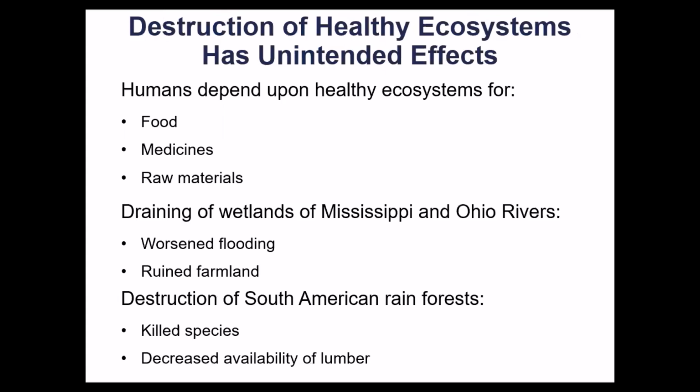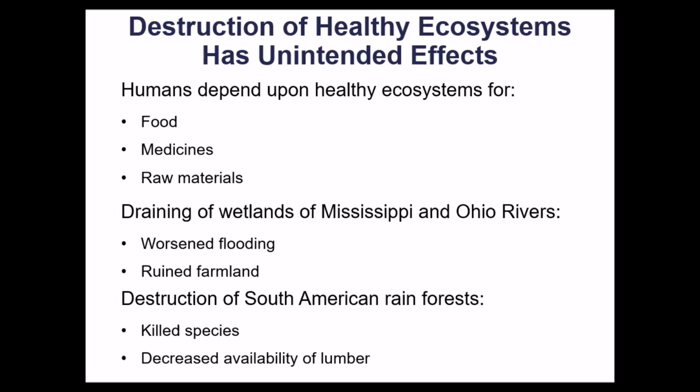And the last thing I want to mention here, destruction of healthy ecosystems has unintended effects. Nobody wants these ecosystems to suffer. And so, we depend on these for a lot of things. Obviously, we depend on healthy ecosystems for the food that we eat. Many times they find new chemicals or new medicines, especially in the plant areas. There are scientists that research plants and look at the chemicals inside the plants and have the ability to extract different medicines and formulas out of the plants.